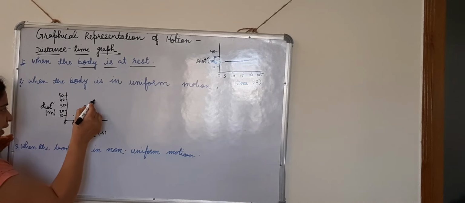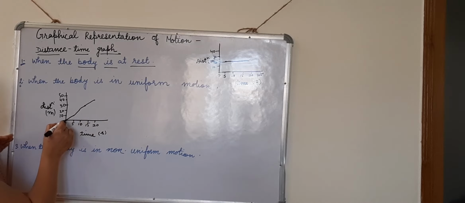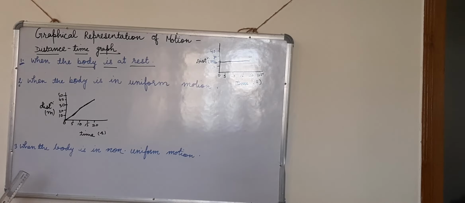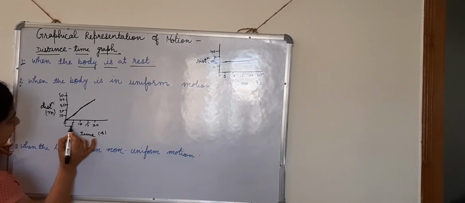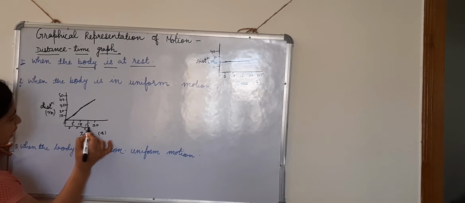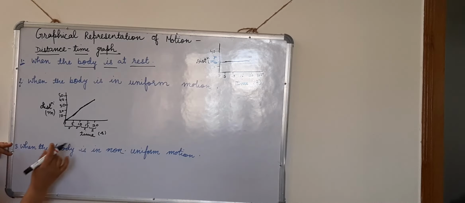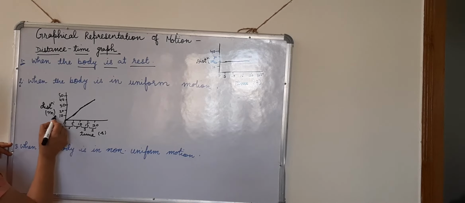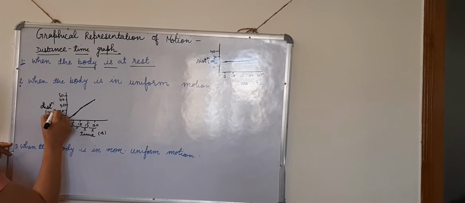When I join, I get a straight line. This straight line represents the uniform motion. Because children, you see, it's very clear from the graph that this is 5 seconds. This time interval is also 5, 5, 5, and 5. We have equal time intervals all the time. The object has taken equal time in traveling 0 to 10, that is 10. 10 to 20, 10. 20 to 30 is again 10. 30 to 40, again 10.